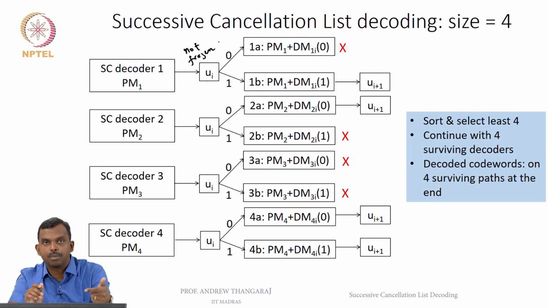If L of ui is positive, there is no update to do, it is just the same path metric. If it is negative, then you add the absolute value of L of ui to this. So, if it is frozen, that is what you do. Frozen is very easy, there is nothing much to do.